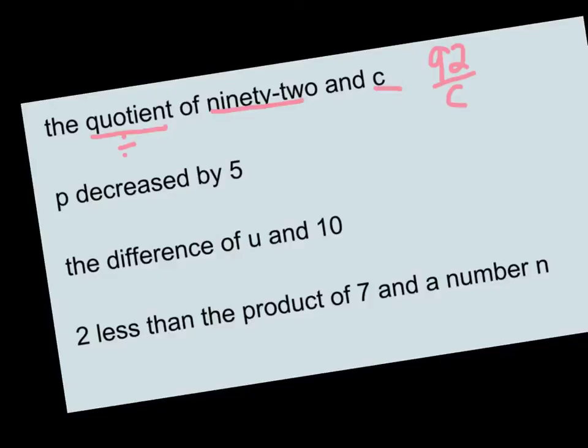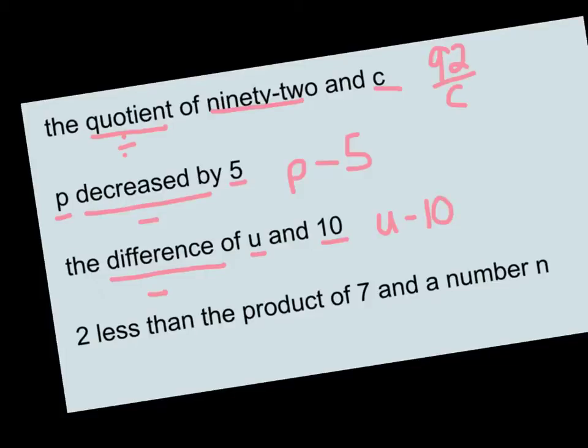The next one would be P decreased by 5. Decreased by means I'm subtracting. So I have P, and I'm going to decrease it by the 5. And again, it has to be in that order. The next one is the difference of U and 10. Difference, again, means subtraction. So it would be U minus 10.